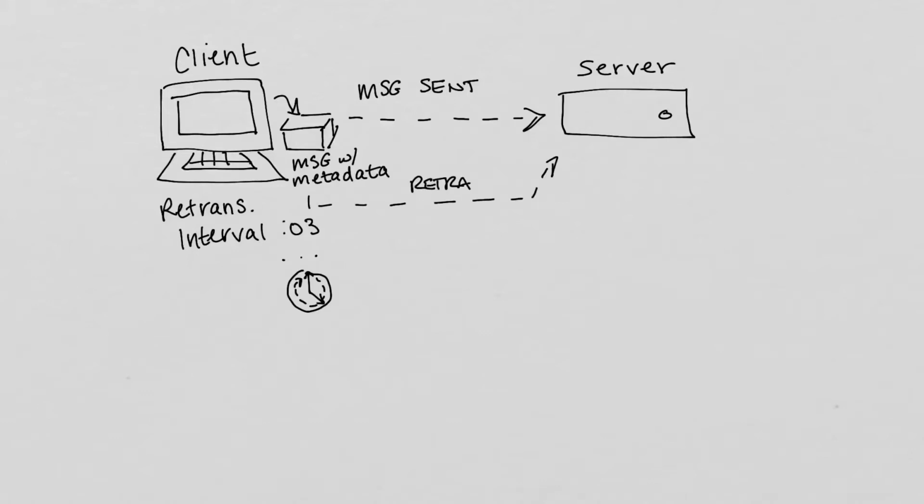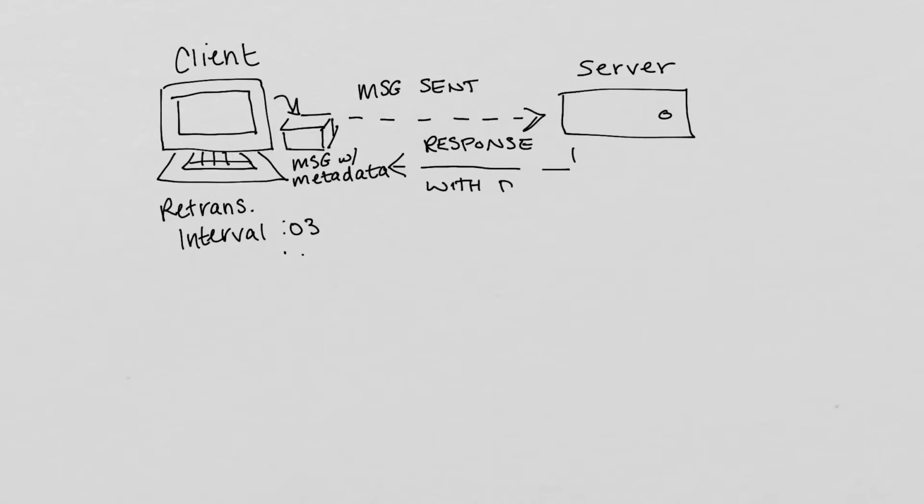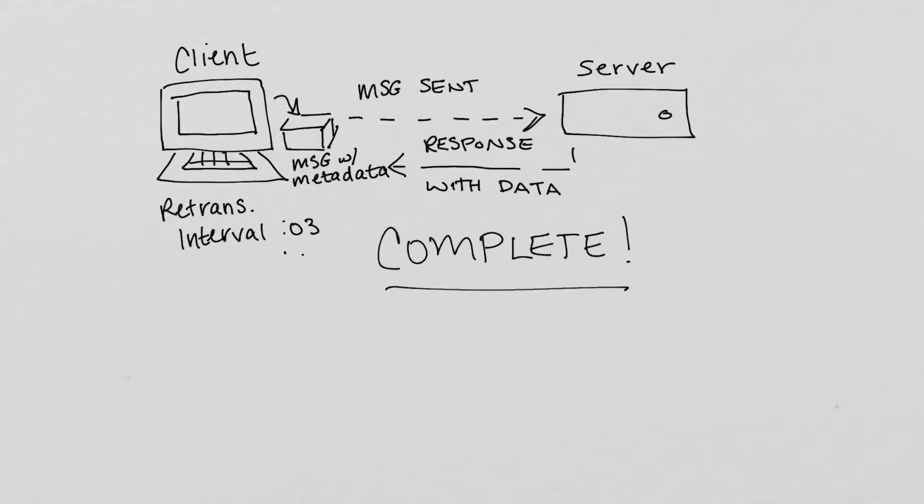Now, the idea is they will receive a response before the retransmission protocol expires. Thereby, the response ends up being the acknowledgement from the server to the user. It's only if that retransmission interval expires that the client would send another message.